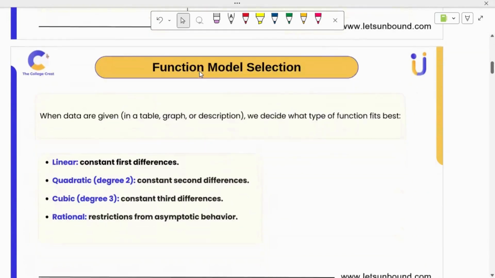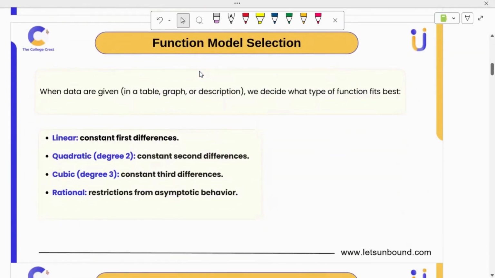Now, function model selection. When data is given in a table, or they provide you a graph, or they give you a description, we will decide what type of function fits best. Here are some common general things. Linear will be suitable if there are constant first differences. You find the first differences, and all of them are the same. Quadratic if their second differences are the same. Cubic if third differences are the same.